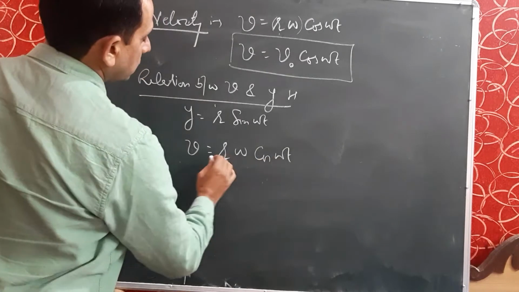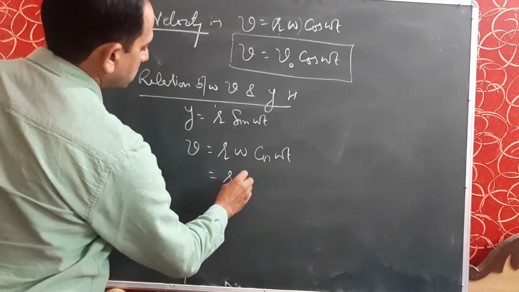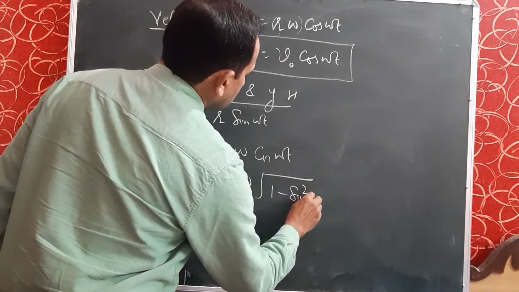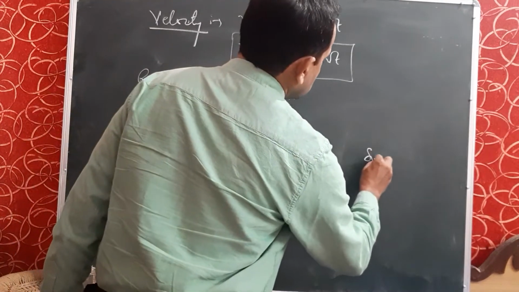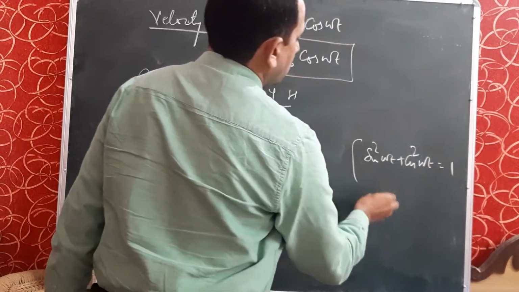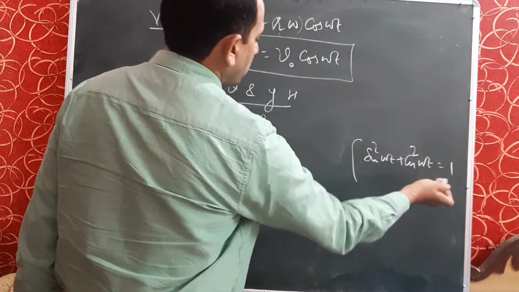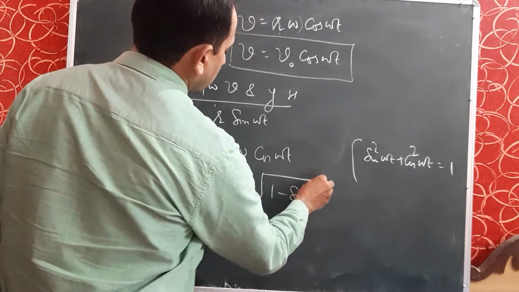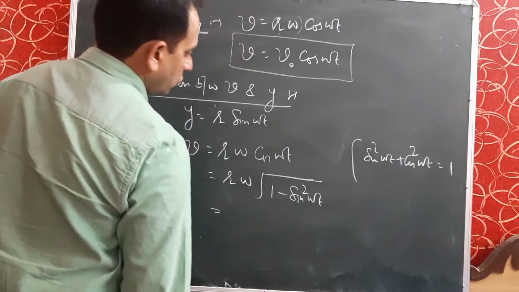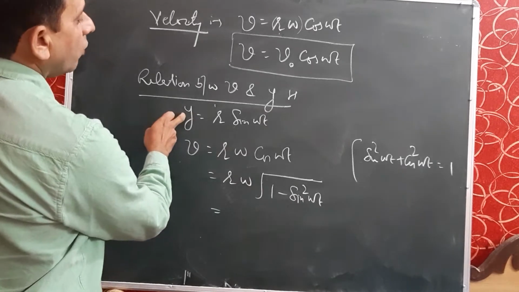So, convert this cos omega t into sin omega t. We may write this cos omega t as the square root of 1 minus sin square omega t. You know that sin square omega t plus cos square omega t is equal to 1, and from here we can get cos square omega t is equal to 1 minus sin square omega t, and the square root of 1 minus sin square omega t is cos omega t. So, I have converted this cos into sin only to put the value of y.